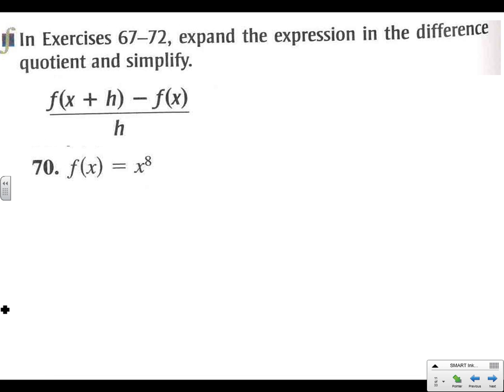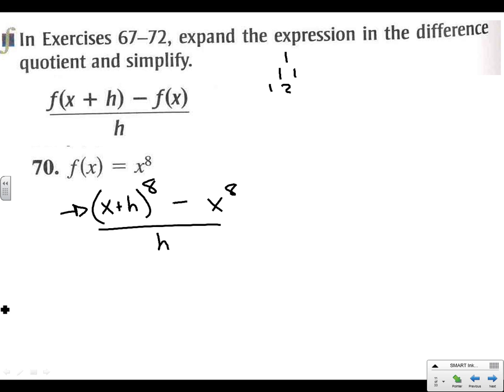Moving on, 70. Let's expand the difference quotient. All right, so this is going to be x plus h to the 8th minus x to the 8th all over h. So our job is to expand this guy here, x plus h to the 8th. On this one, just because we haven't used it yet, let's go in here and use the triangle.